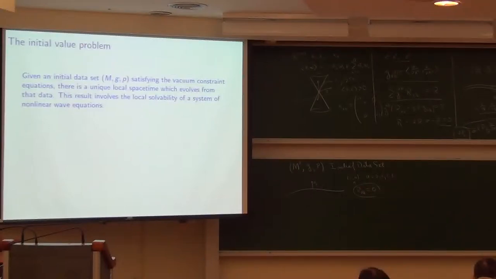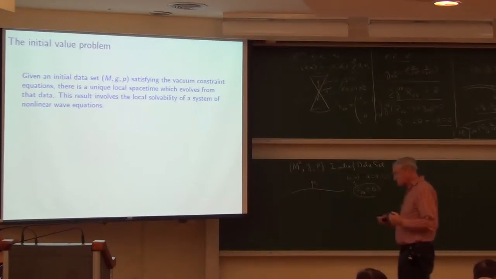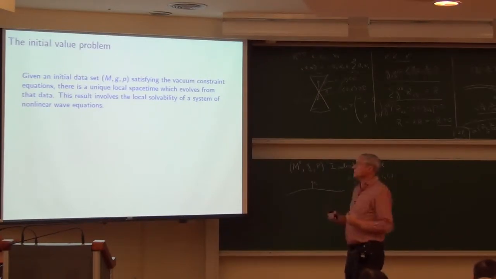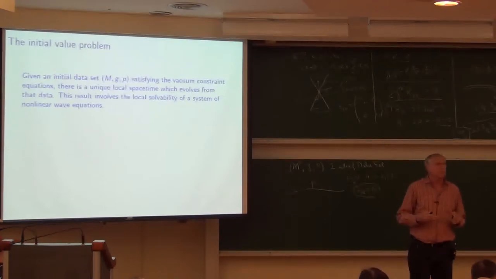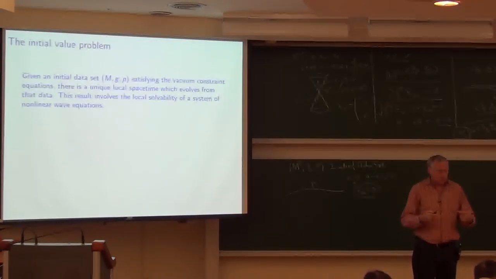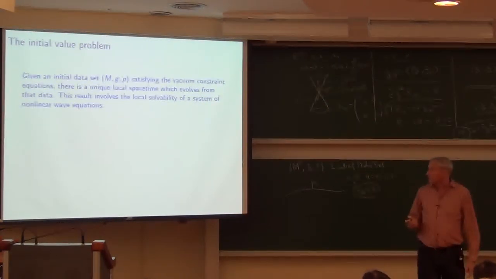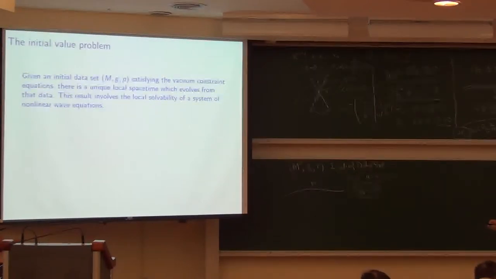...equations, then there's a unique local space-time which involves your idea. And as I indicated, the result involves local solvability of a system of nonlinear wave equations. Yes, there's a gauge issue. You have to choose coordinates correctly in order to write it as a hyperbolic system. But you can do that. It's a well worked out theory that initial data satisfying the constraint equation determines a unique local space-time.